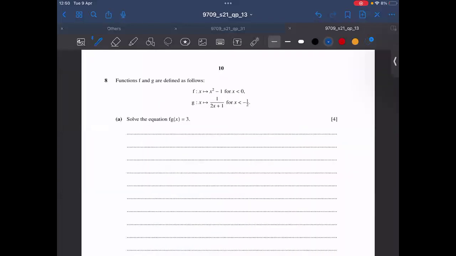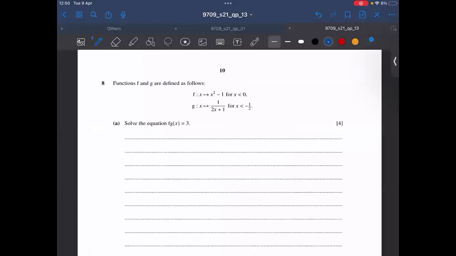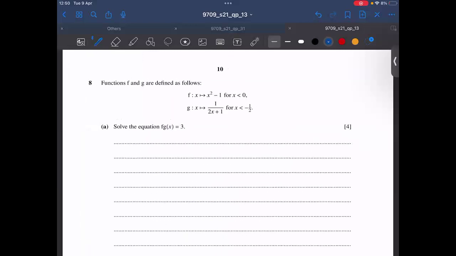That's very nice. Then, Mr. Iman, we have to solve the equation fg of x equals 3. So I'm going to substitute g of x in f of x. So it's going to be 1 over (2x plus 1) whole square minus 1 equal to 3. So we're going to have 1 over (2x plus 1) whole square. That is going to be equal to 4.